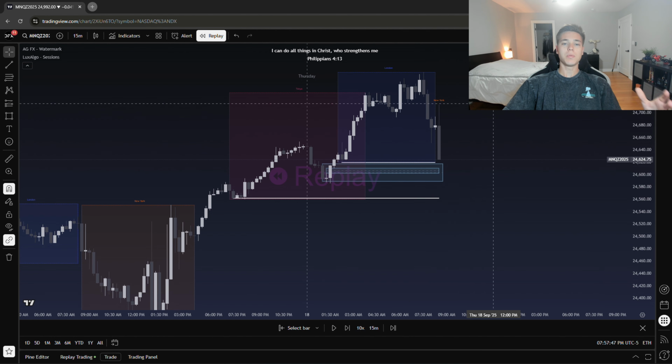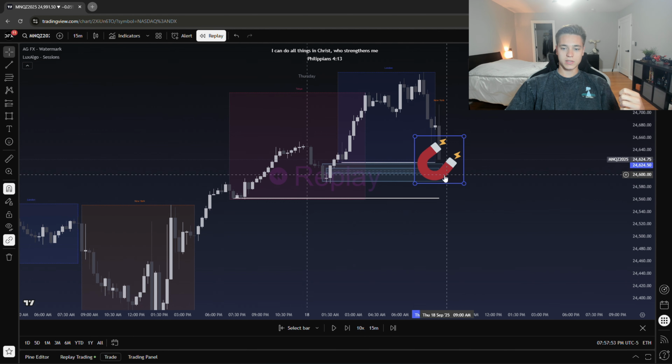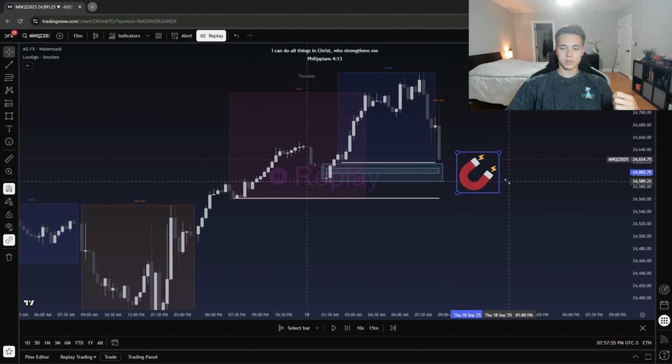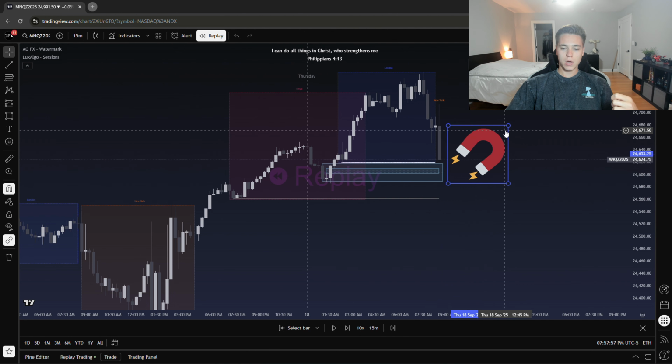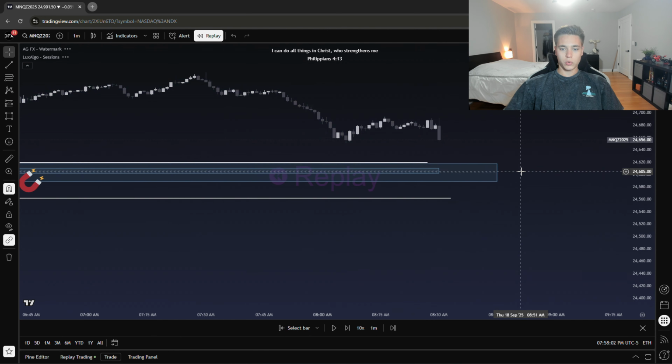Something that you have to keep in mind is liquidity is like a magnet, okay? Think about magnets and how they work. I'm going to pull it up for you guys. This is exactly how I illustrate this, okay? Think about liquidity as a magnet, okay?